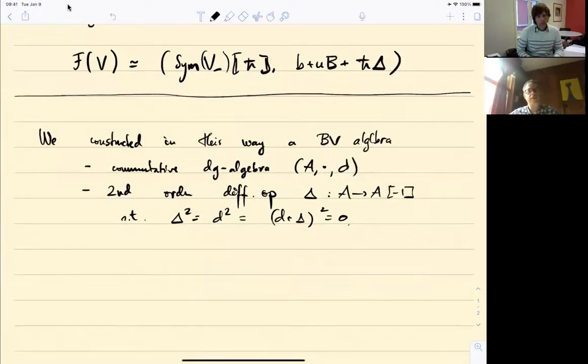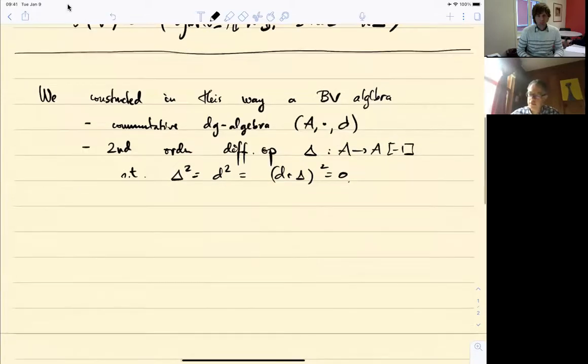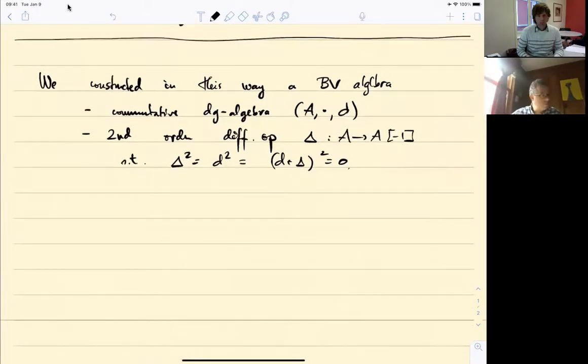This is a definition. Probably Ezra Getzler should be given credit for giving to mathematicians this meaning. Now, one of the consequences of having a BV algebra, we automatically get from it a Lie bracket.